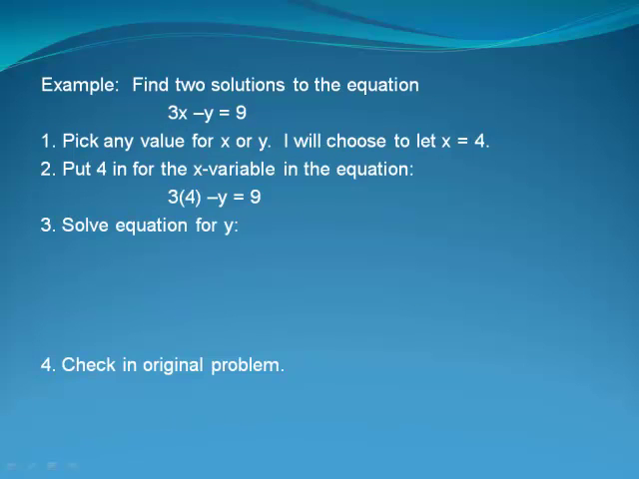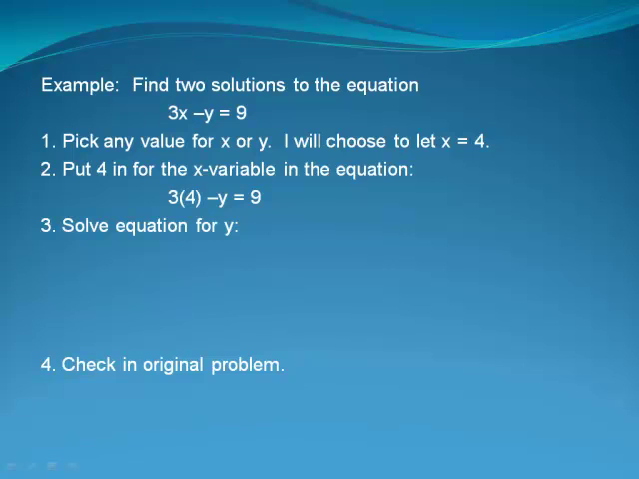For example, find two solutions to the equation 3x minus y equals 9. Your first step, pick any value for x or y. You can pick anything you want. I choose to let x be equal to 4 for this example. So your second step is to take that value, 4, and put it in for the x variable in the equation. So now we have 3 times 4 minus y equals 9.